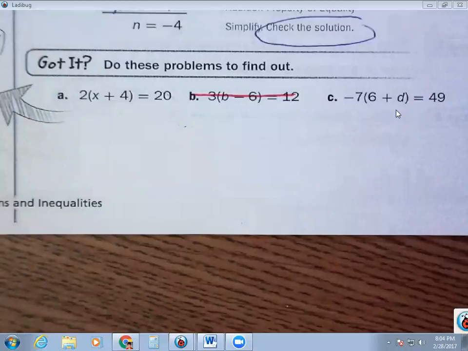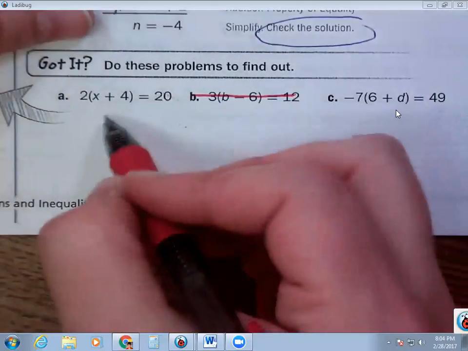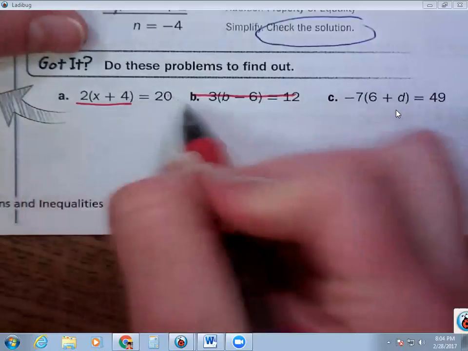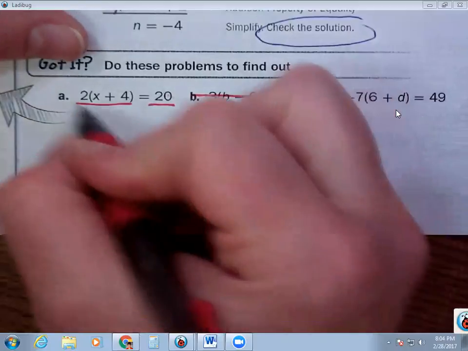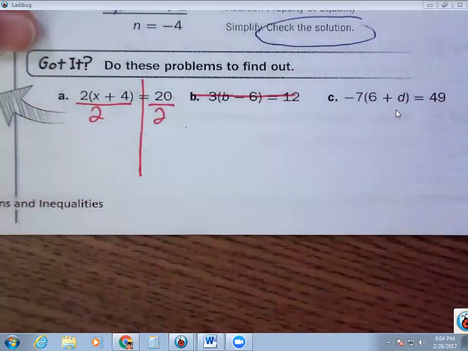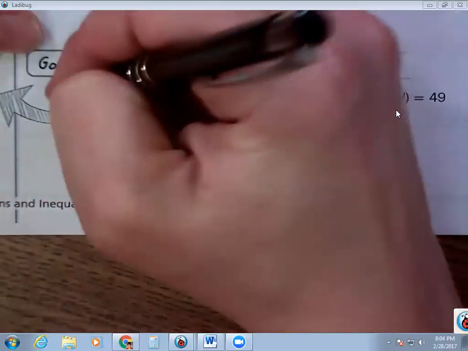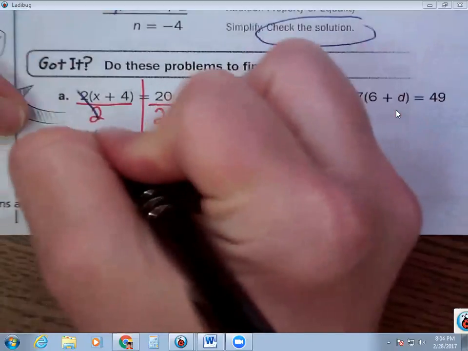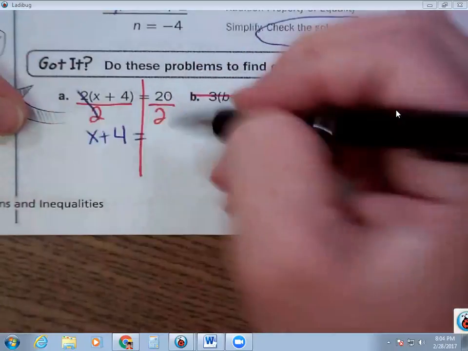Okay, let's look at A, okay? A! What am I going to divide by on each side? Get rid of that 2. 2! So I can get rid of this. 2 divided by 2 is 1, and I'm left with x plus 4 equals, what's 20 divided by 2?